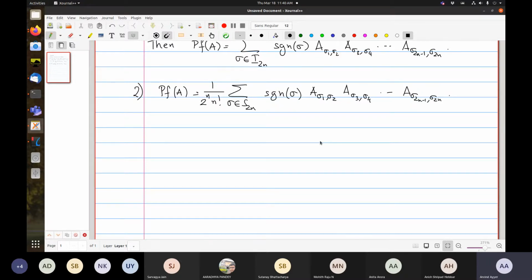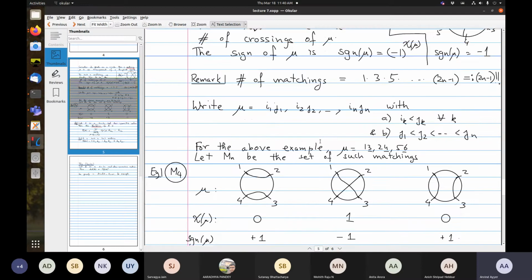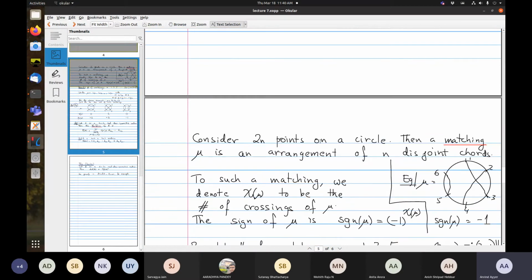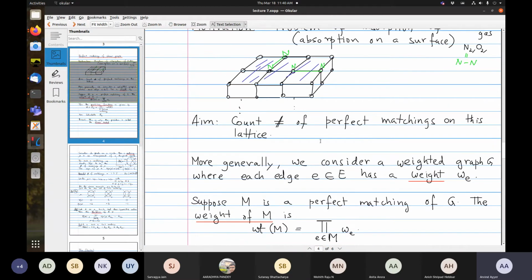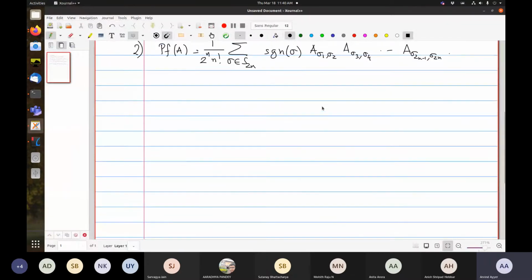Okay, so why did we talk about Pfaffians? So let's go back to the dimer model. So let G be a graph like the surface of this lattice, which has a perfect matching. Okay, so let's take one silly example. So what I'm going to do now is to talk about the connection between dimers and Pfaffians.